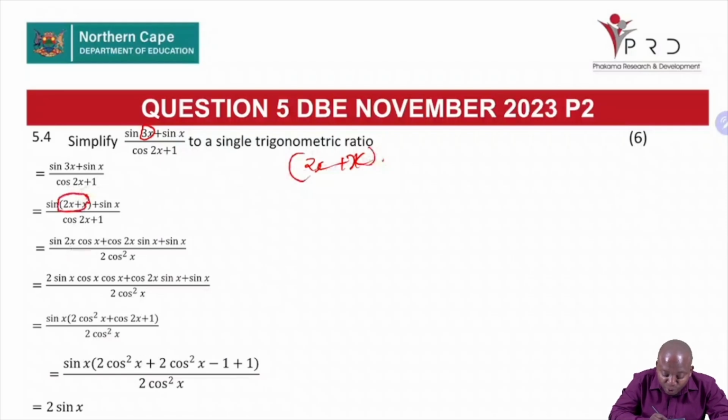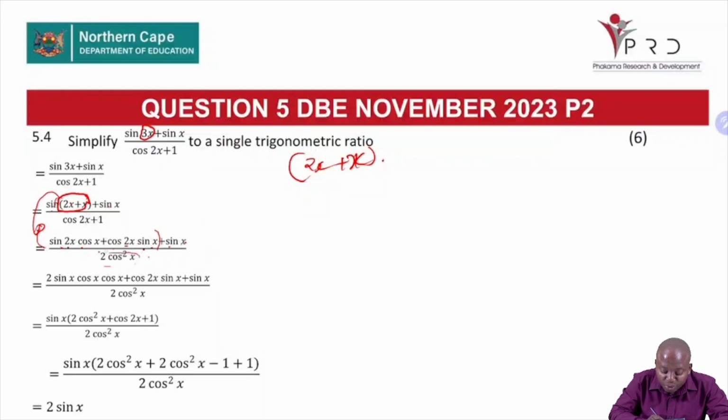Thereafter, what we know now, we know that we can use our compound angles. So it's going to be sine 2x cos x plus cos 2x sin x, which is the compound angle for this one, plus sin x, all over cos.